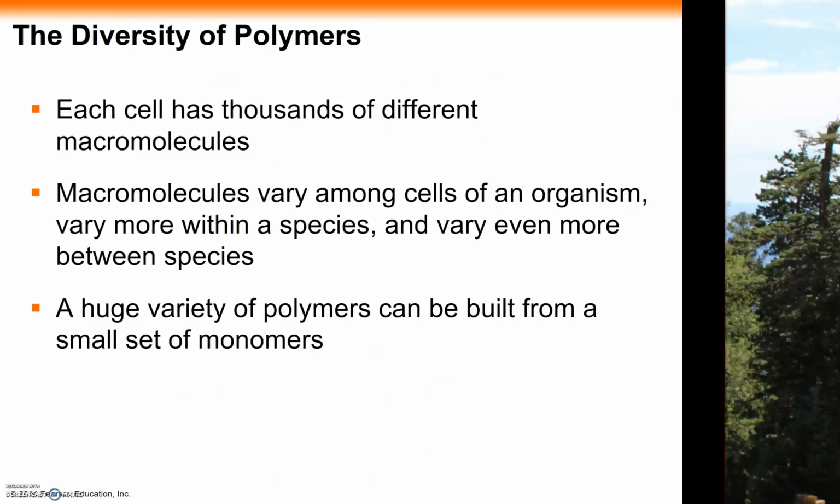Now, each cell has thousands of different kinds of macromolecules, and this is really what makes life different. This is how we show diversity. Now, macromolecules are going to vary among cells within one multicellular organism, right? So skin cells are going to have those macromolecules that help it look like and behave like a skin cell versus a muscle cell, for example. You can even have variability regarding the macromolecules within a species. So this is what makes human beings, makes us all a little bit different. And then obviously macromolecules are going to vary even more when you're looking between species as well.